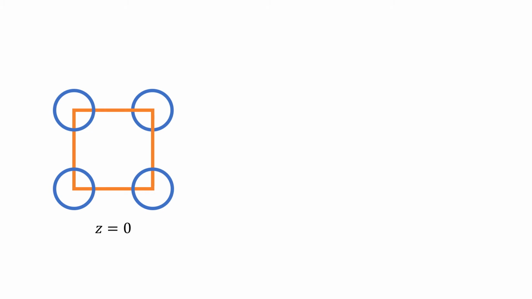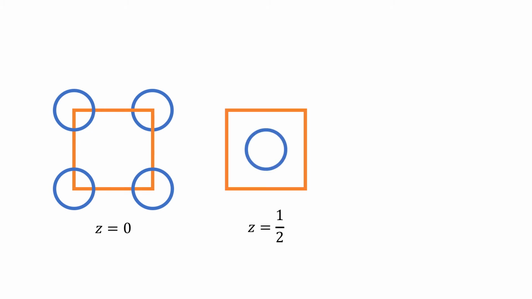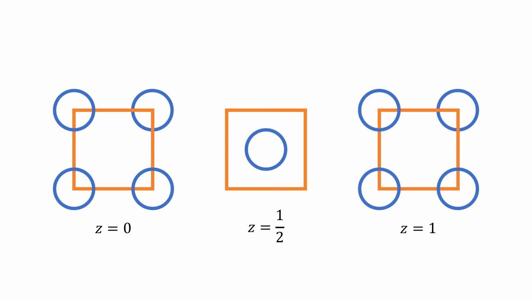The BCC crystal lattice has 3 layers along the z-axis. The first layer at z is equal to 0 has a particle at each corner of the unit cell. The second layer has one central particle at z is equal to a half, and the third layer has at z equals 1 the same structure as the first. From these 2 layers, we can see that the unit cell edge is not twice the atomic radius. So in this case, the edge is greater than 2 atomic radii of the lattice corners.